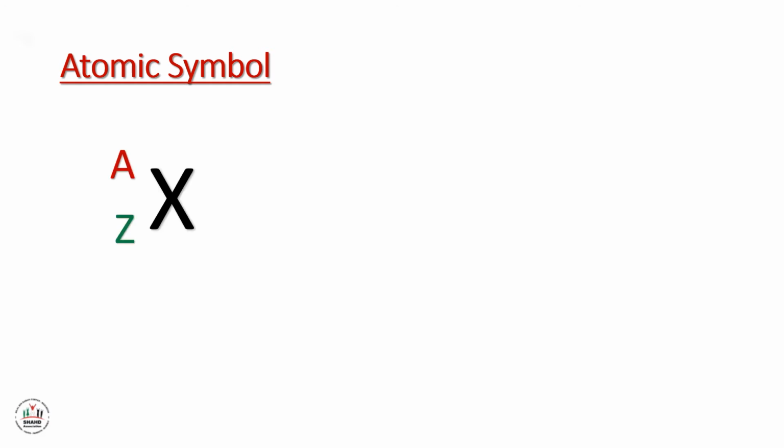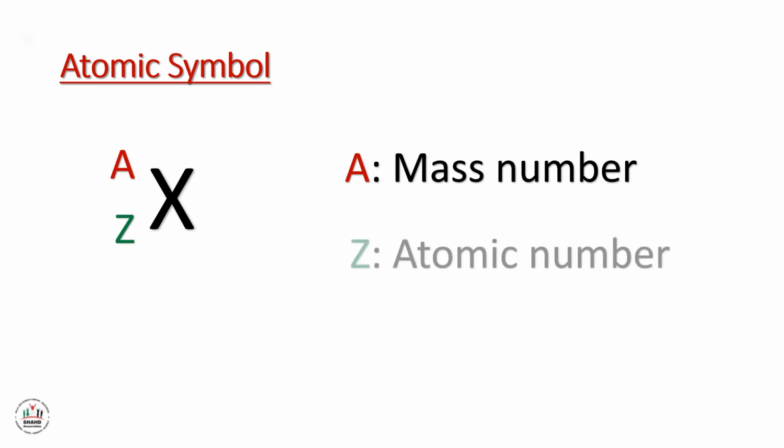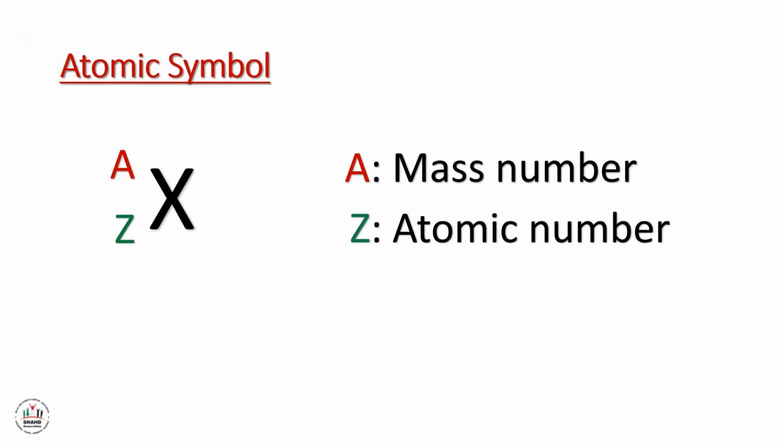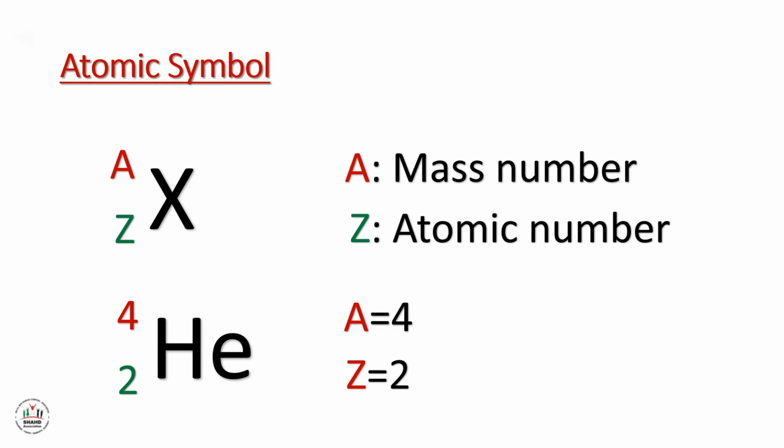How can we symbolize the chemical element? The general symbol of a chemical element is X with A and Z. X is the chemical symbol of the element. A is the mass number and Z is the atomic number. Let's take an example for that. The helium atom has a symbol of He. Its mass number is 4 and its atomic number is 2. So we can write A is equal to 4 and Z is equal to 2.